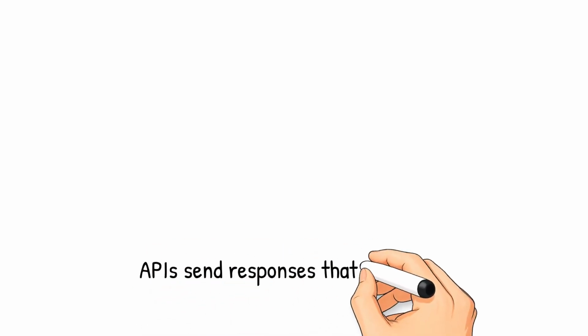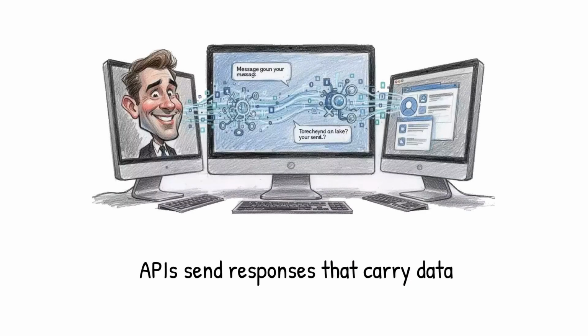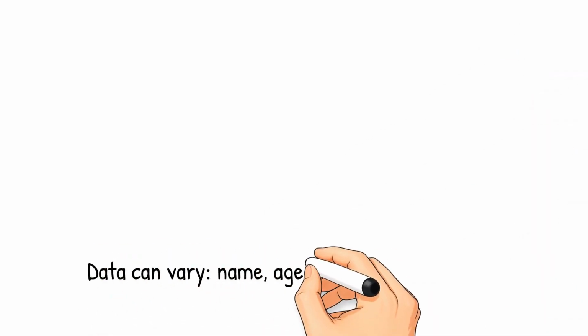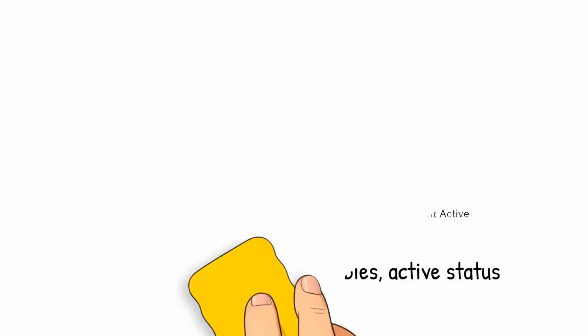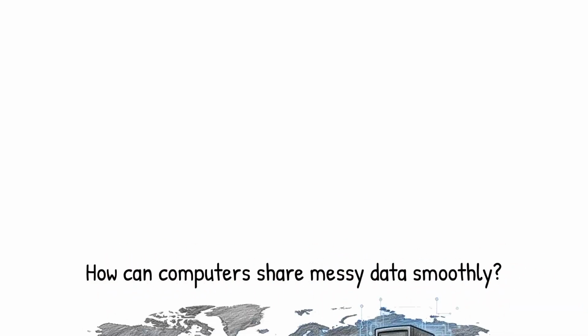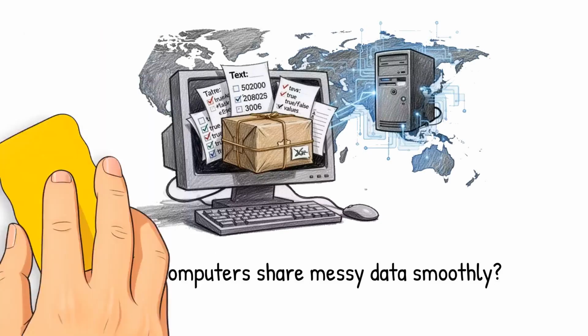In episode 2, we learned that when you send a request to an API, it sends a response back, and that response carries data. But think about it for a second. Data can be messy. A person has a name, which is text, an age, which is a number, maybe a list of hobbies, and a simple yes or no fact, like, is this account active? So how does a computer package all of that, text, numbers, lists, true or false, into one neat little bundle that another computer, anywhere in the world, can read perfectly every single time?